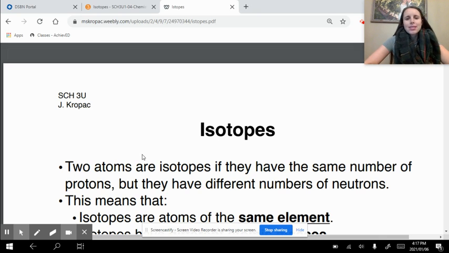Welcome back. Today we're going to do our first new lesson. So we're going to talk about isotopes. I'm going to be switching back and forth between this screen and a screen that I can write on, but you should have a copy of this PDF note no matter what.